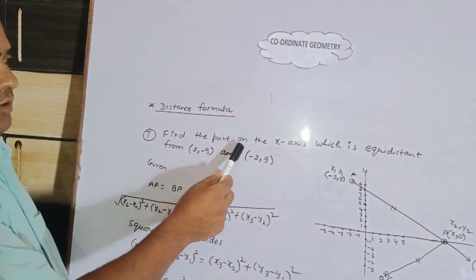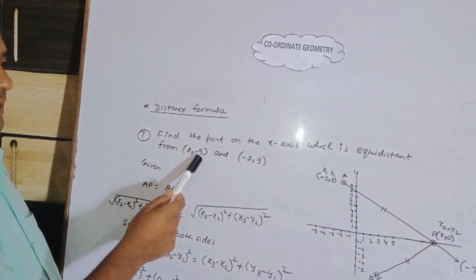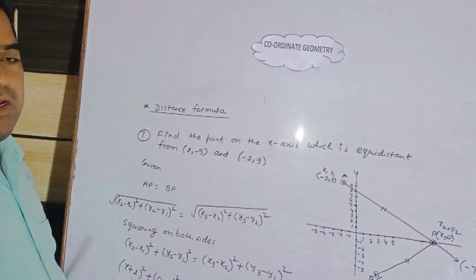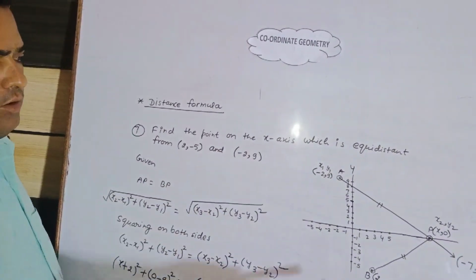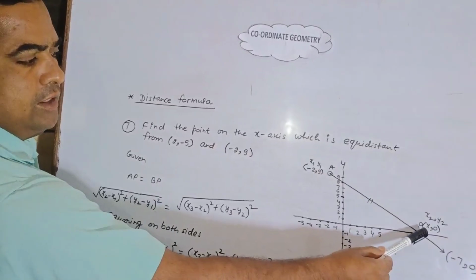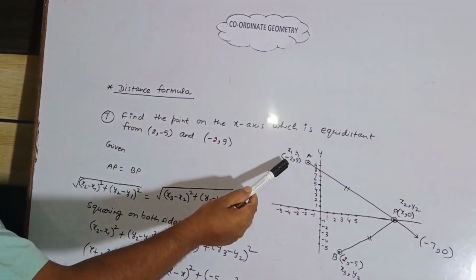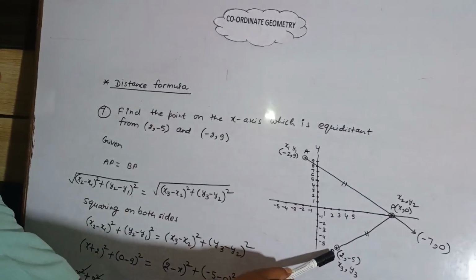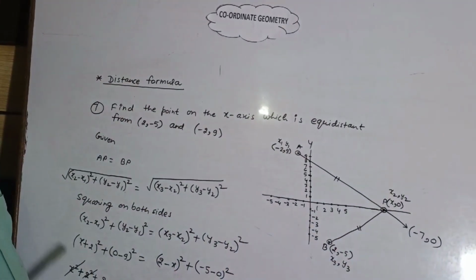Find the point on the x-axis which is equidistant from (2, -5) and (-2, 9). Students, we will draw a figure. If we are taking a point on the x-axis, then the coordinates of this point will be (x, 0). And we have the points (-2, 9) and (2, -5). These 2 points are equidistant from this point P.